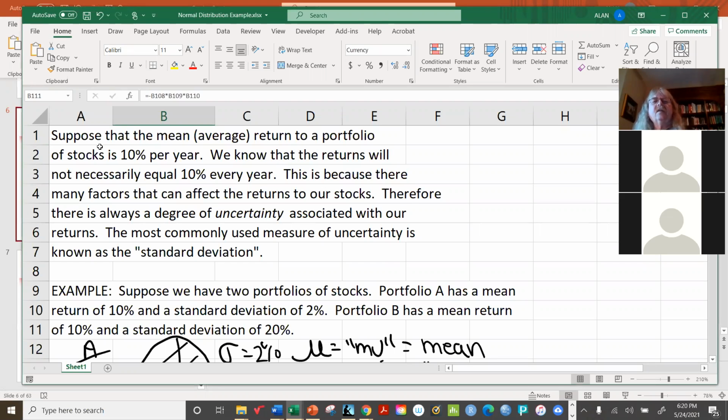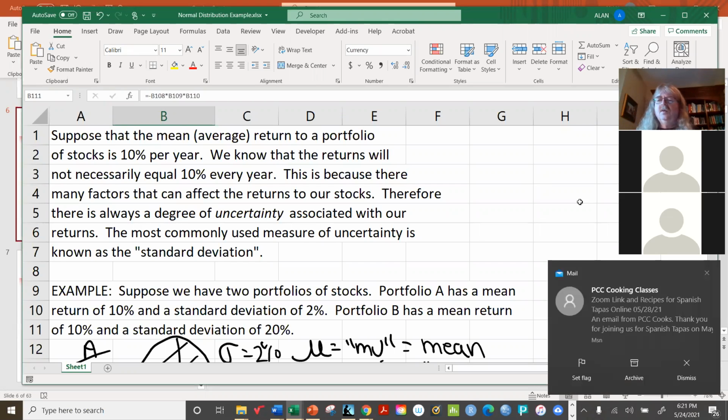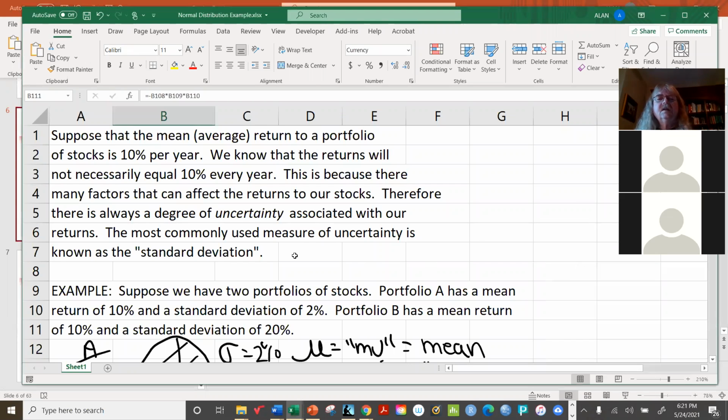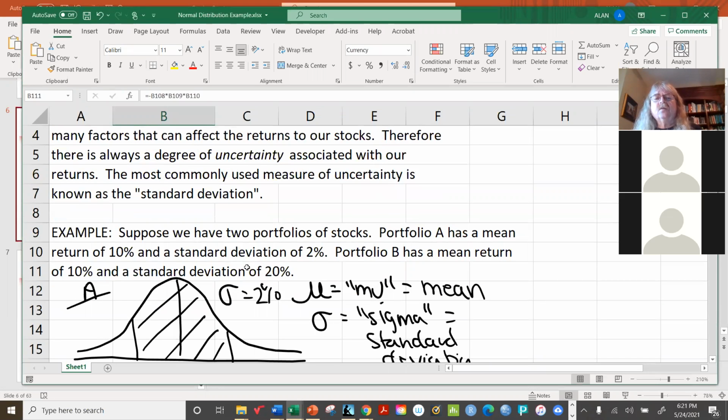So we have the mean or average return to a portfolio of stocks that's 10%. Now we're talking about so much per year. We know that the returns will not equal 10% every year. There's always a lot of uncertainty associated with these returns. How do we measure that uncertainty? We use something called the standard deviation, which we've seen before, to represent the risk, or sometimes it's called volatility, of financial assets.